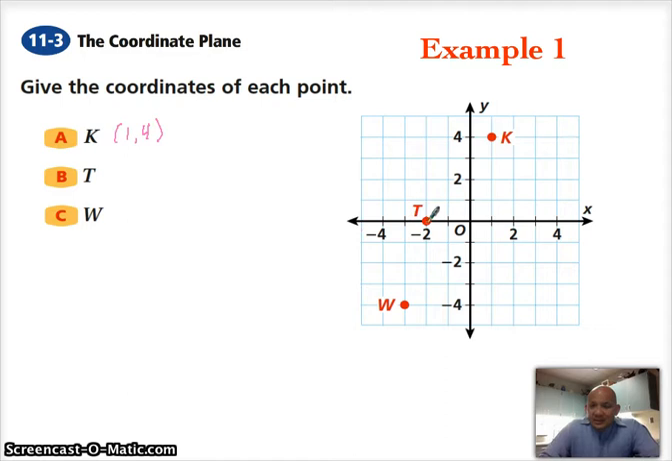Let's go to T. Point T is actually on the x-axis itself. So let's go ahead and identify that as well. On the x-axis, we go over -2. And how far do we go up or down on the y-axis? Well, we don't go up or down at all. We stay at 0. Okay.